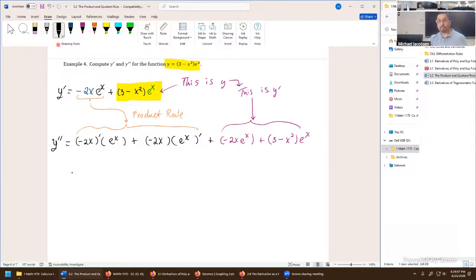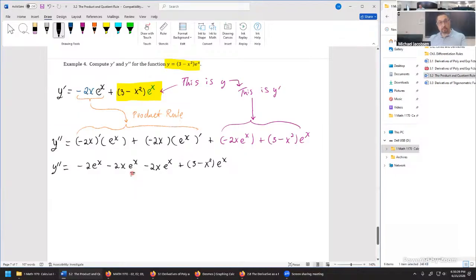Well, let's simplify what we've got. Y double prime, now as we finalize these last derivatives, this one here is a derivative of -2, now times e to the x, and I'll drop the plus sign here and just say minus 2x times e to the x. Those are non-like terms, so we can leave them as is. Then minus 2x e to the x plus 3 minus x squared times e to the x.